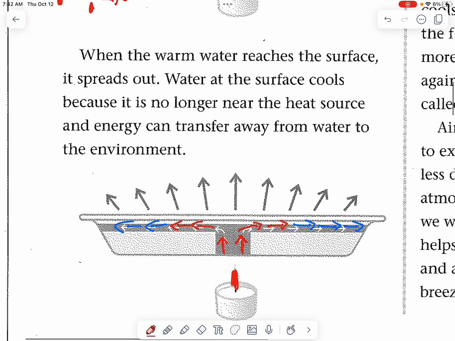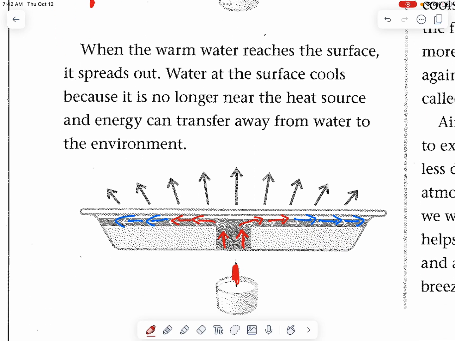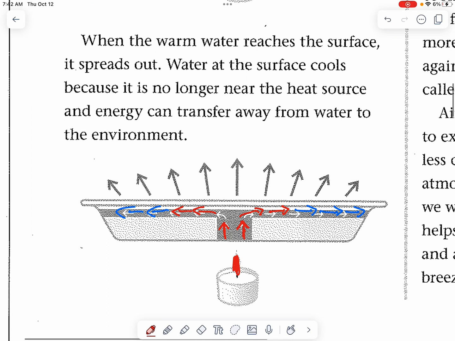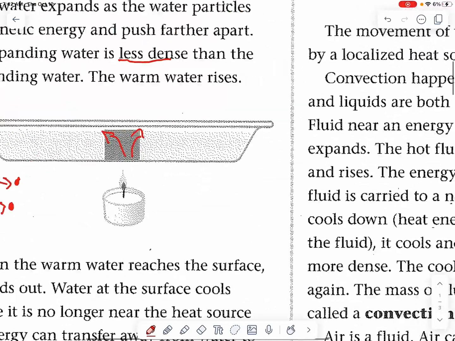When the warm water reaches the surface, it spreads out. Water at the surface cools because it is no longer near the heat source. The energy can transfer away from the water to the environment. So again, the water that's close to this candle is starting to heat up. That hot water is less dense and it rises. But as it rises away from the candle, now it's away from the heat source and it starts to lose its heat and it starts to cool down because it's away from the candle and close to the atmosphere.